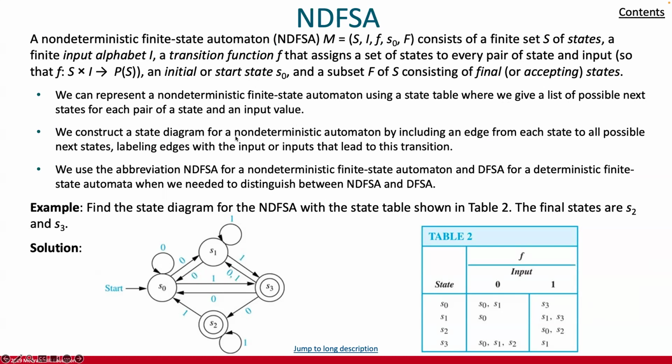We construct a state diagram, which we're showing here for an example for a deterministic automaton, by including an edge from each state to all possible next states, labeling edges with the input or inputs that lead to that transition. We use the abbreviation NDFSA for that, and DFSA for a deterministic finite state automaton when we need to distinguish between the two.